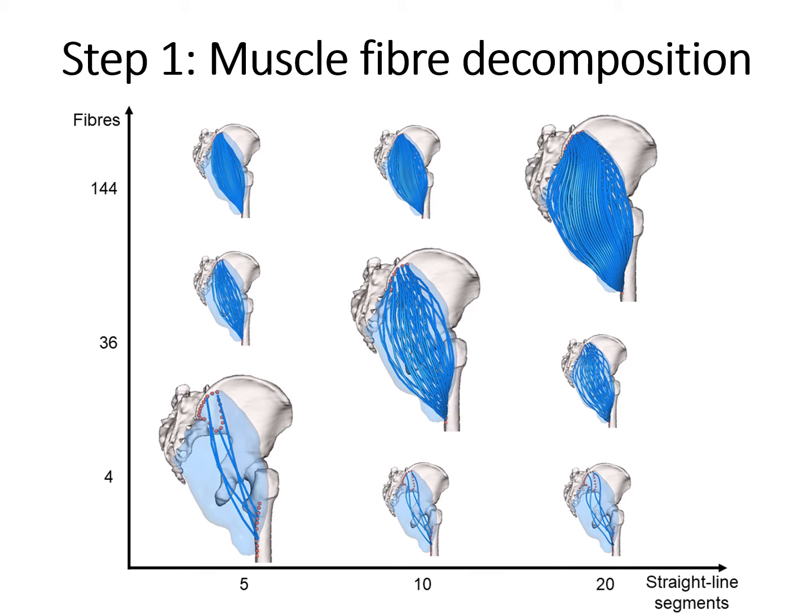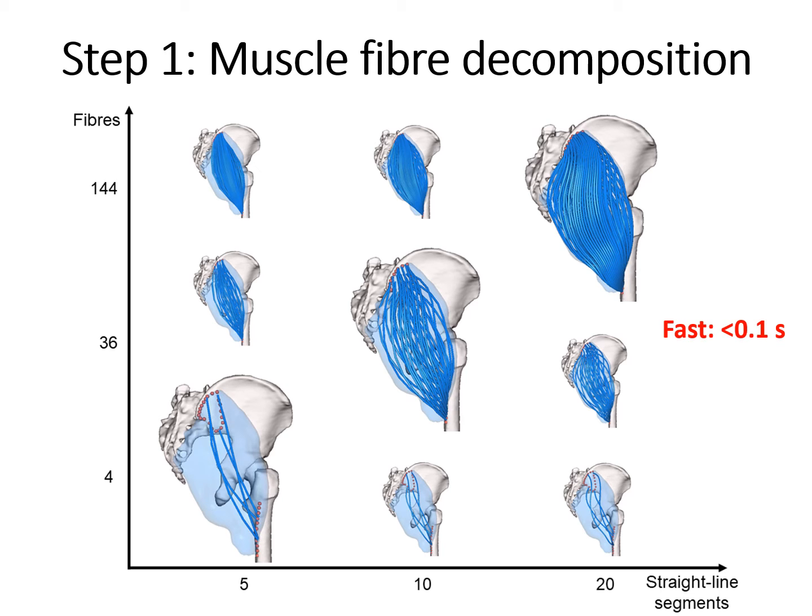This approach allows the user to vary the number of fibers and straight line segments as desired. And here you can see the results of varying these two parameters for the gluteus maximus. On the y-axis, the number of fibers is increased, so you can see the muscle volume being better filled, while on the x-axis the number of straight segments is increased, leading to smoother lines of action. In the diagonal, you can see the combined effect on the muscle representation. And in the upper right position, the model obtained with 144 lines of action and 20 straight line segments each is represented. These muscle fiber decompositions are fast.